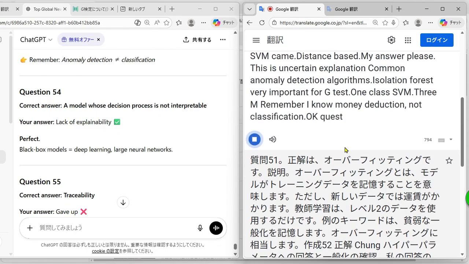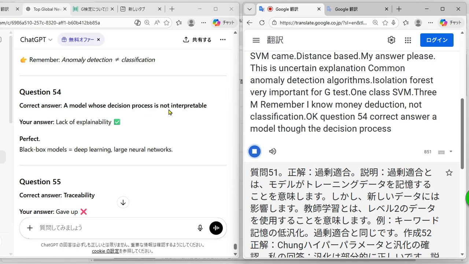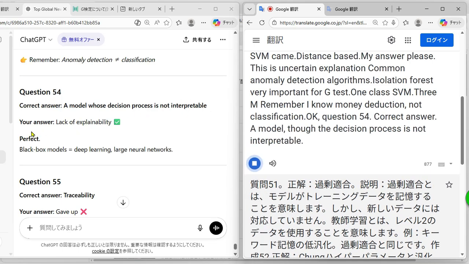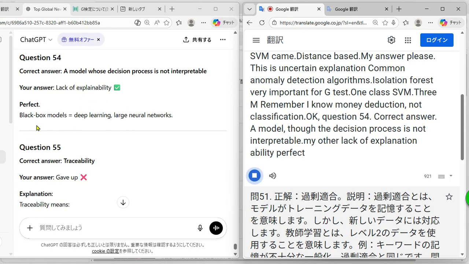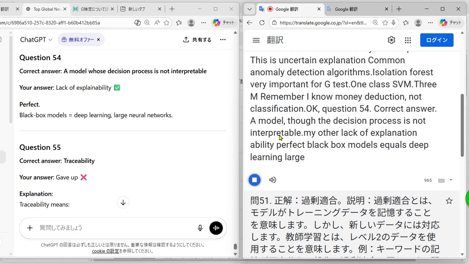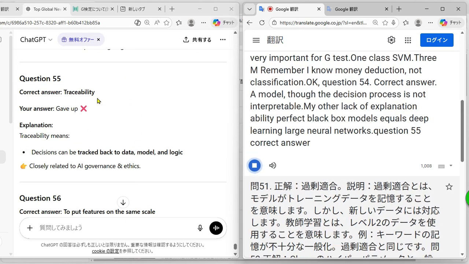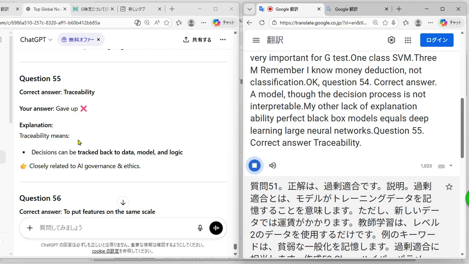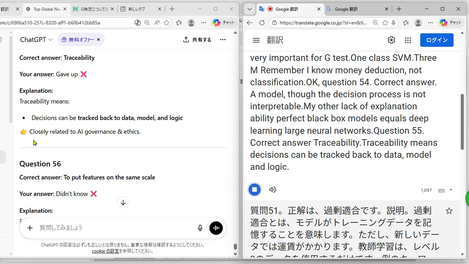Okay, question 54. Correct answer: a model whose decision process is not interpretable. My answer, lack of explanation ability. Perfect. Black box models equal deep learning, large neural networks. Question 55. Correct answer: traceability. Traceability means decisions can be tracked back to data, model, and logic. Closely related to AI governance and ethics.